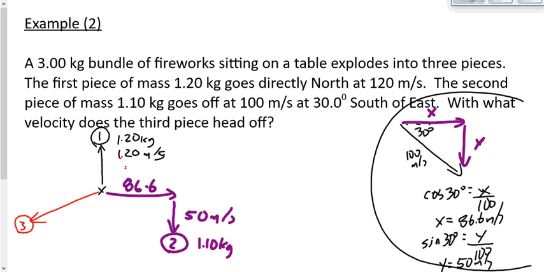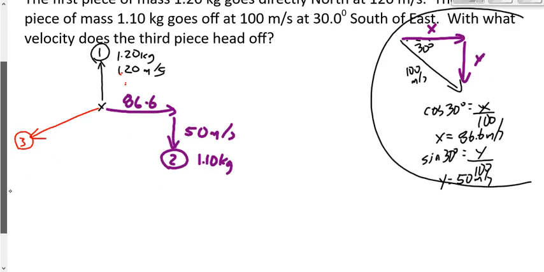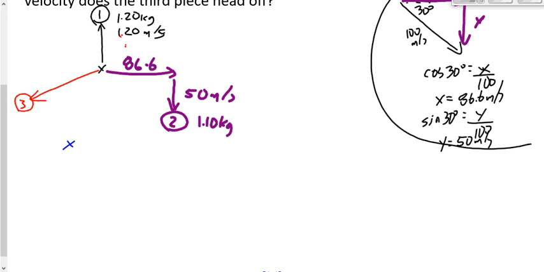Now we're going to break this into our X and Y components, just like we did with that T-bone collision a couple days ago. X component, Y component. We're going to say PI equals PF. Tell me, please, what the initial momentum of this bomb is before it explodes on the X axis here. 0. It's not moving, right? 0 on the X axis and the Y axis.